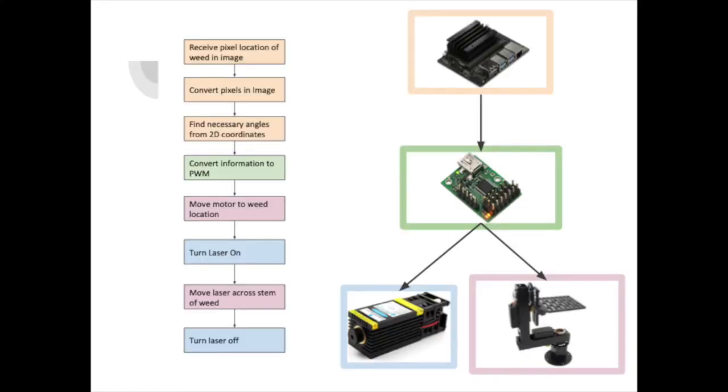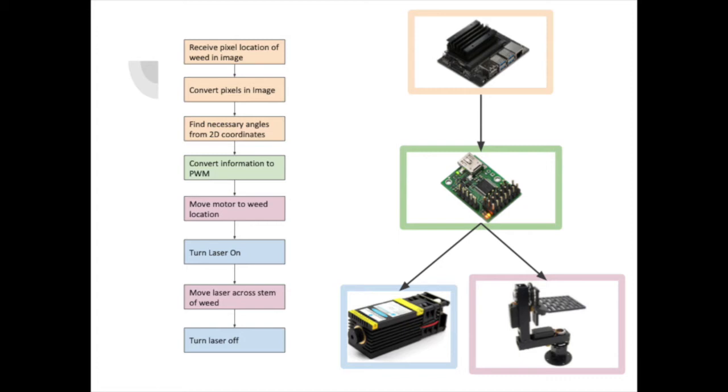So here's just a general breakdown of how the system works. We receive a pixel location from the image processing of where our weed is. So we convert those pixels into inches. And then from that, we find the necessary angle we need to move the gimbal system. We convert that into a coordinate system that the motor can recognize.